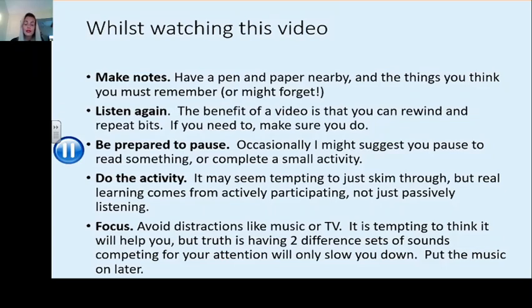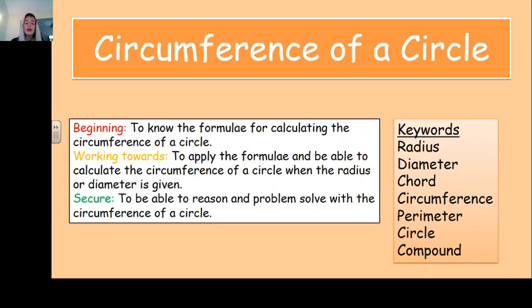And I really want you to focus, guys. Try and avoid distractions as much as possible, like music or TV. And what I find really handy is if you put your phone in another room until the video and the work is done, okay? So what we're going to be looking at is the circumference of a circle today.